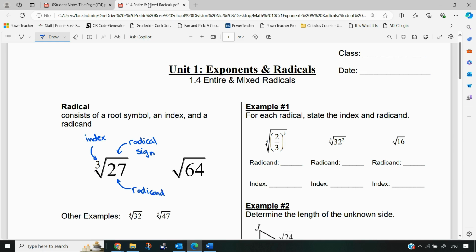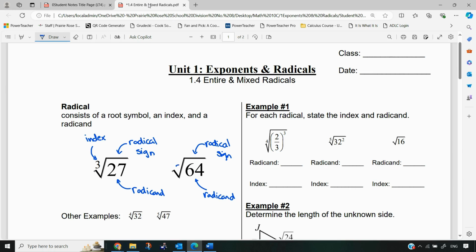So this first expression is a cube root. The second expression here is a square root. Notice our radical sign is that check mark symbol. And our radicand is the 64. So you may be wondering, well, where's the index?